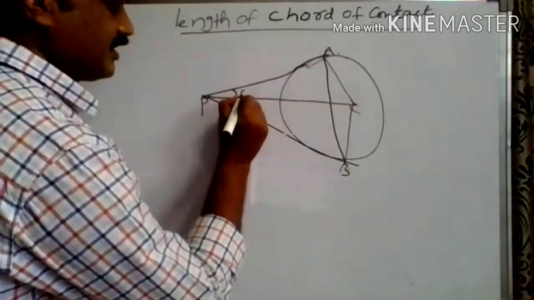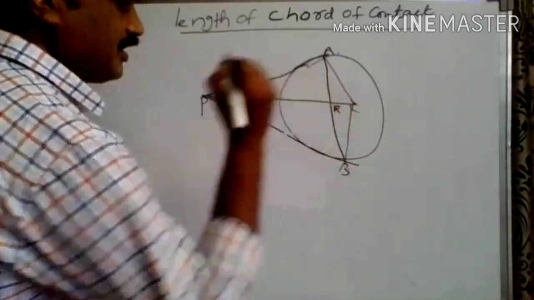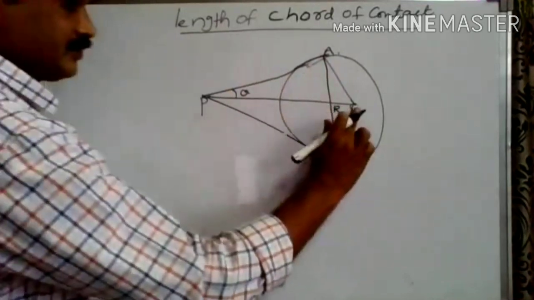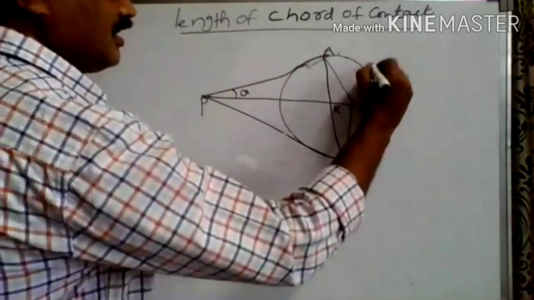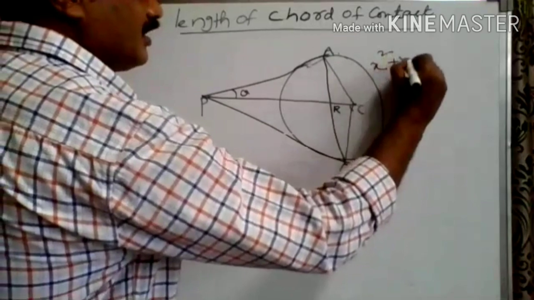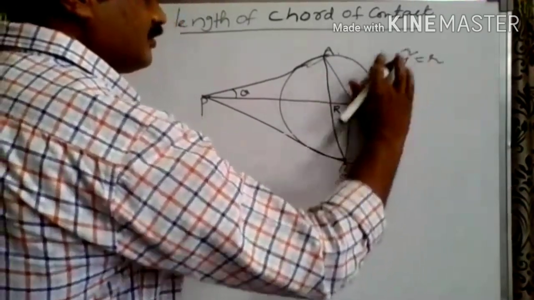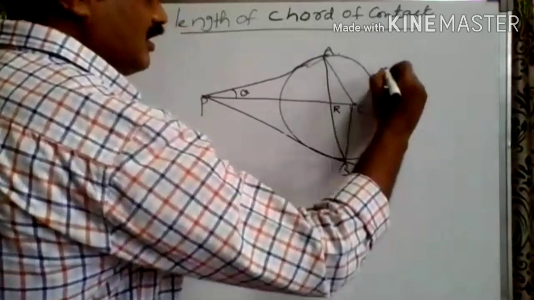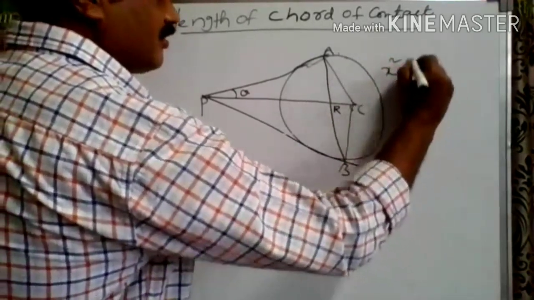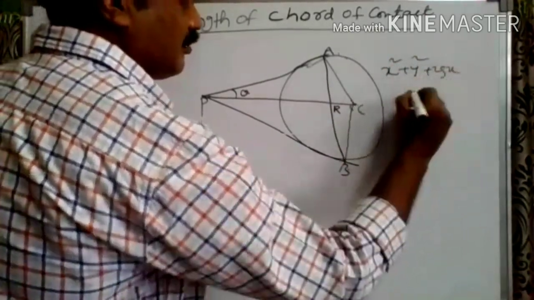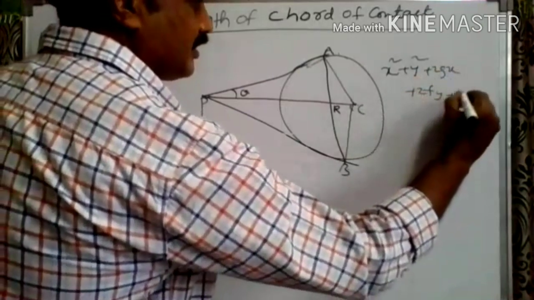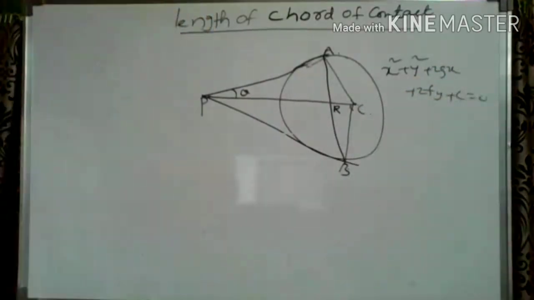Suppose this angle is theta. Suppose this point is R. This is C. Let the circle be x square plus y square is equal to R square, or in general, the circle x square plus y square plus 2gx plus 2fy plus c is equal to 0.